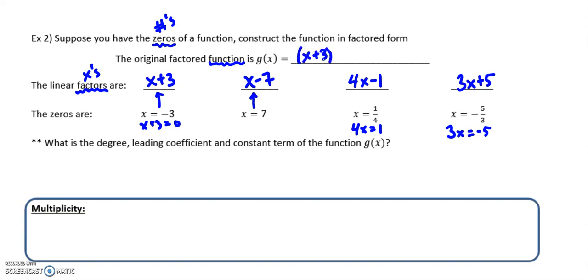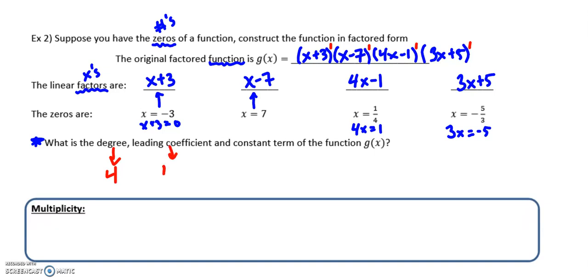So x plus 3 times x minus 7 times 4x minus 1 times 3x plus 5. It's a pretty big function. It has 4 different linear binomial factors. Lots of pieces to it if we were to FOIL that all out. I'm not going to, but I'm still going to be able to tell what the degree, leading coefficient, and constant are. Degree, just like we did before, I have a first power here, here, here, and here. So the degree is going to be a 4th power, 4-degree polynomial. It's going to be a quartic function, which already tells me something about the end behavior. They're going to be the same end behavior.